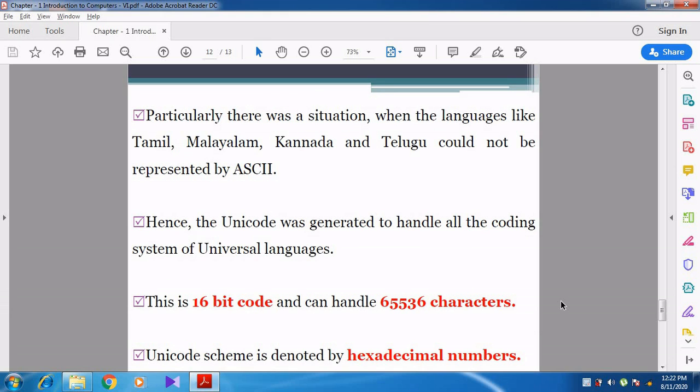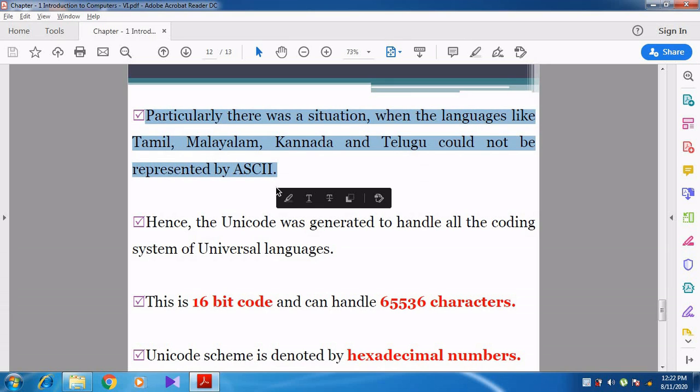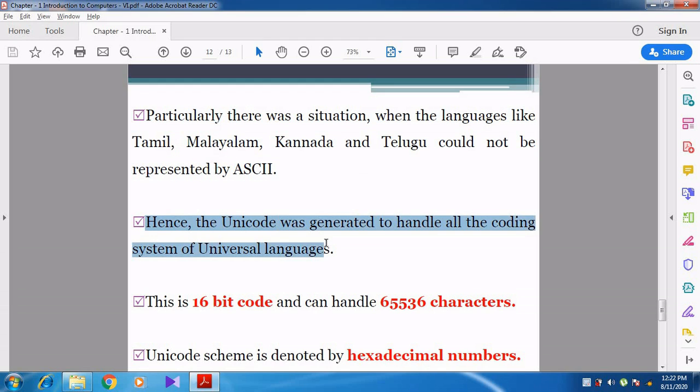But when you go for Unicode, Unicode can handle all types of languages, whether it is Tamil, Malayalam, Kannada, Telugu, whatever it may be. These languages are not represented in ASCII. As well as that, Unicode can handle all the coding systems of universal languages. Whatever languages are followed in a universal manner, or declared as universal, those languages are handled by the Unicode system. That is the first great advantage Unicode has. It can handle all types of languages.